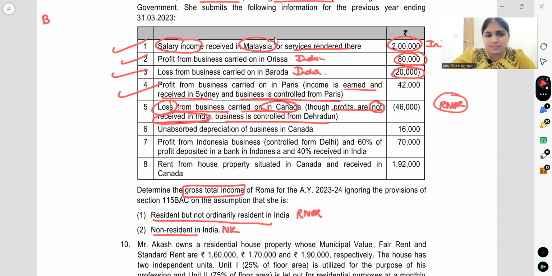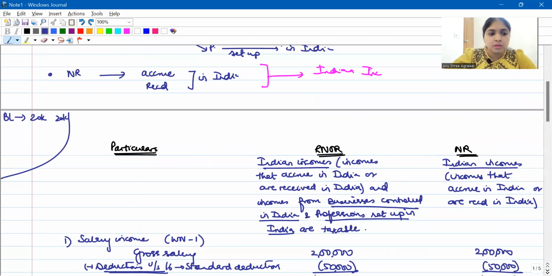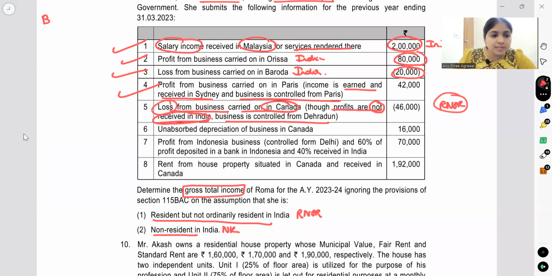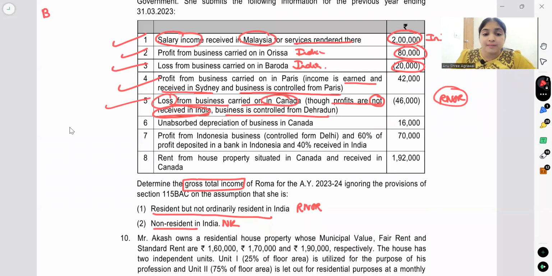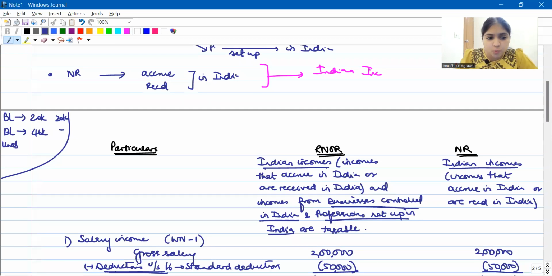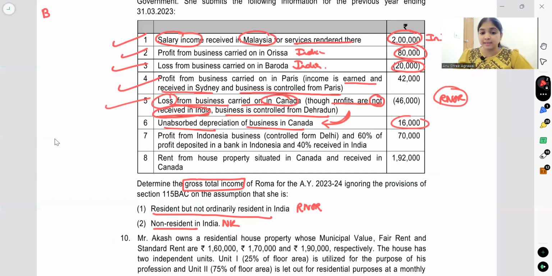And what do we do with losses? We handle losses later. So I'll make another note over here. We have another business loss of 46,000, but this is only for RNOR and not for NR. We have to handle this later. Then we have unabsorbed depreciation of business in Canada. The same business unabsorbed depreciation we have. Obviously, even this we will consider only for RNOR, same reason. So unabsorbed depreciation 16,000 also we will handle later.